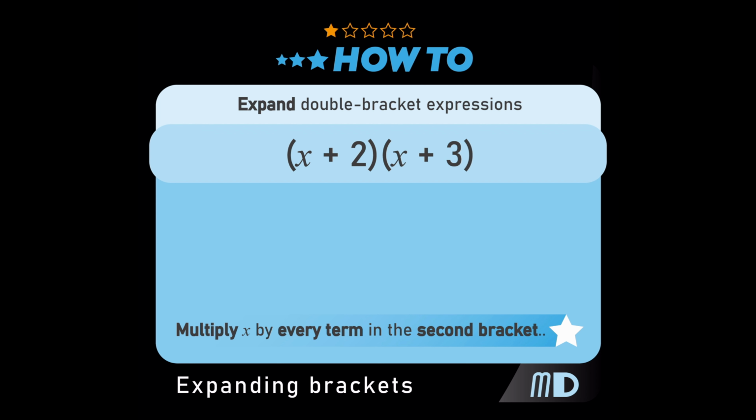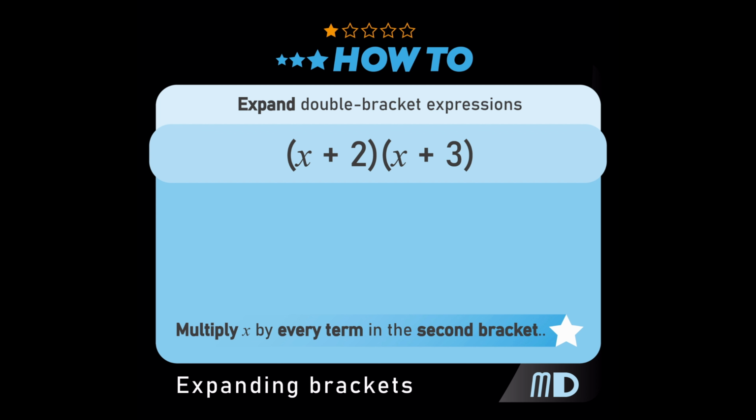To expand a double bracket, we need to multiply the first term inside the first bracket by every term inside the second bracket. Then, the second term inside the first bracket by every term inside the second bracket.